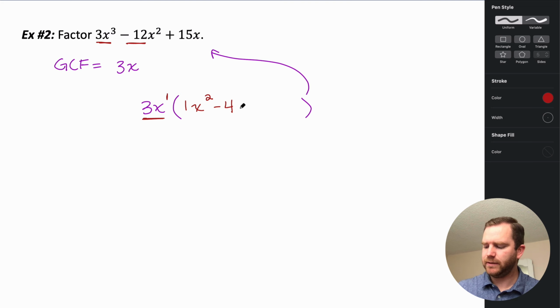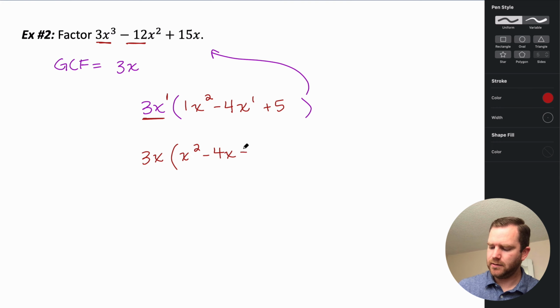And then x to the first, we'd have to multiply by another x to the first to give me x squared. What would I have to multiply 3 by to get 15? Well, I'd have to multiply by a 5. And then x to the first times what gives me x to the first? Well, I actually don't have to multiply by any other x's because we would have what we would need through this process. So the result of factoring this is going to end up being 3x times x squared minus 4x plus 5. Now, the nice thing about these is you can always check your answer by just doing the distributive property, and you should end up with what we started with.